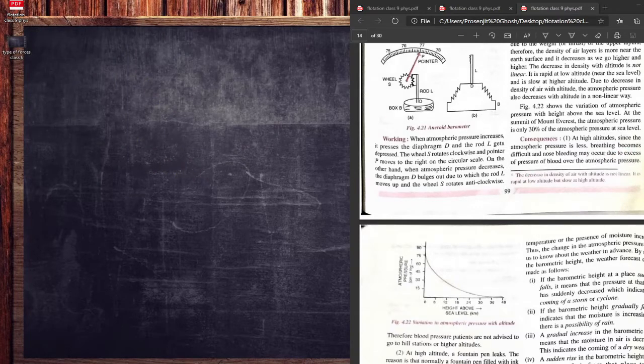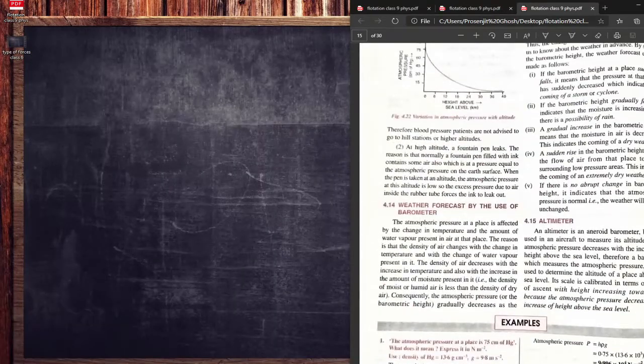Now coming to the weather forecast. First of all, the weather condition depends upon the atmosphere with two characteristics: the temperature of the present condition and the moisture present in the air. We know that if the temperature increases, then the pressure of the total atmosphere will decrease. Also, if the moisture or vapor present in the air increases, then also a gradual decrease will happen in pressure. But we know that.